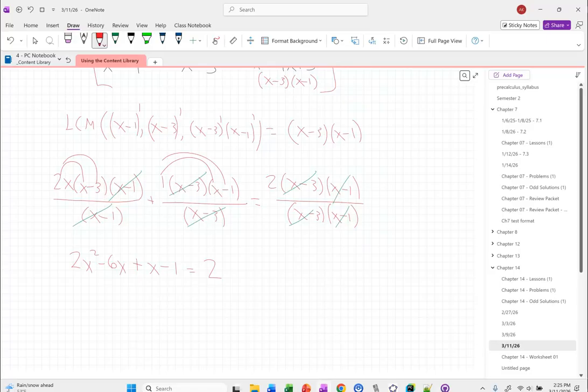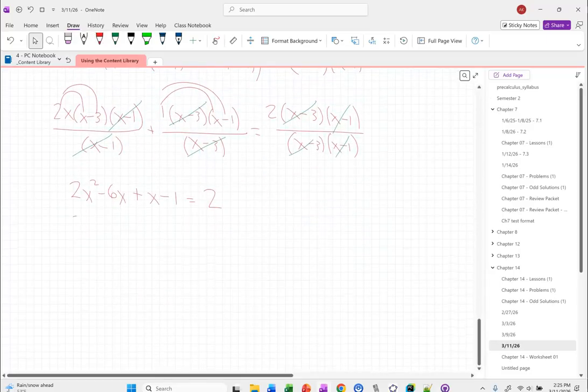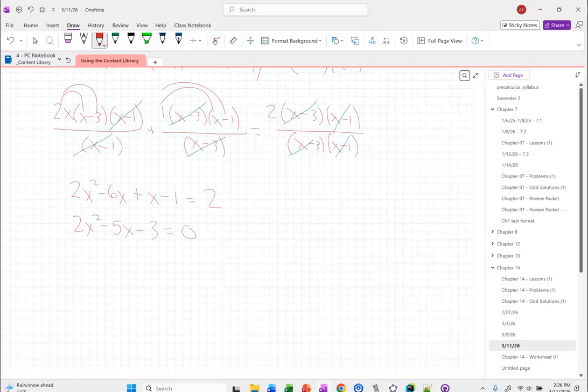What do you notice? What do we have left? What type of equation? Polynomial. How do I solve a polynomial? It's got to be equal to 0. So I'm going to subtract the 2 over. I'm going to combine these like terms also. Now factor. Time to factor.